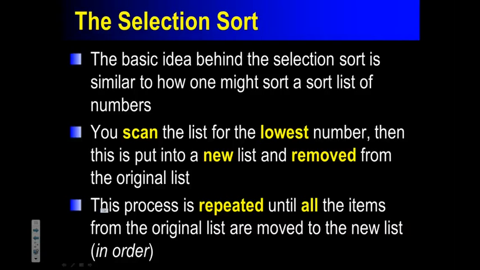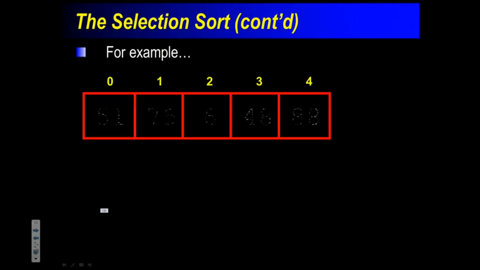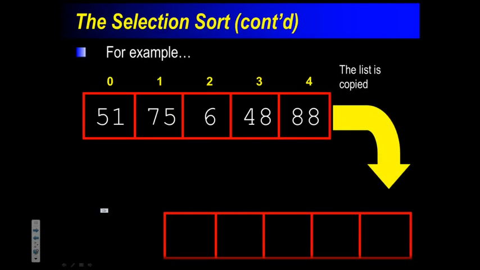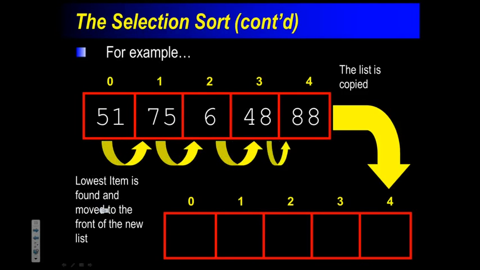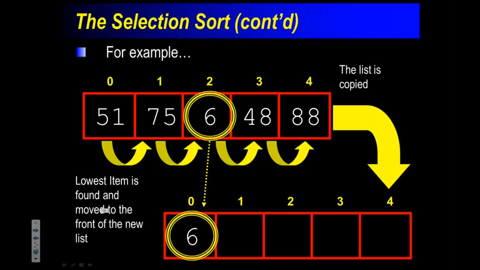You look for the lowest item, you take it out, and you start putting it into a new list, removing it from the original list. And you continue this until all the items from the original list are gone and the new list is created. So here's the example. This is the way we sort naturally. We look through this list and we find, for example, the smallest item. So we look through it, we go, what's the smallest item? It's that one. So I'll move that one to the new list.